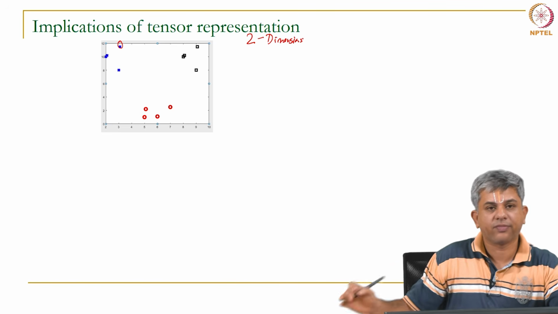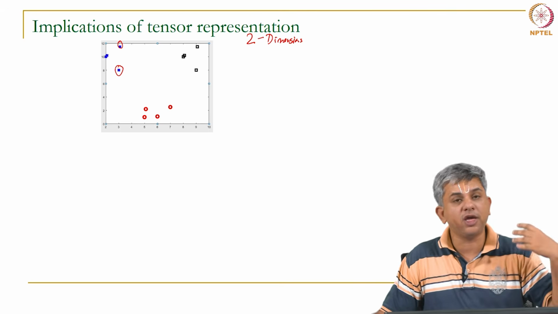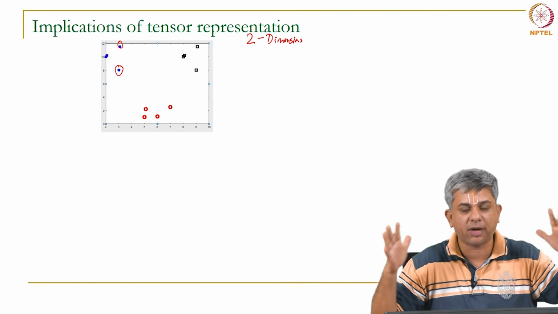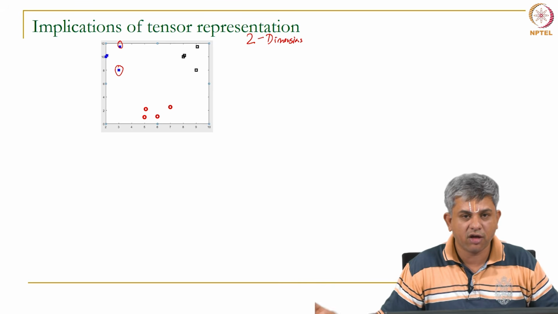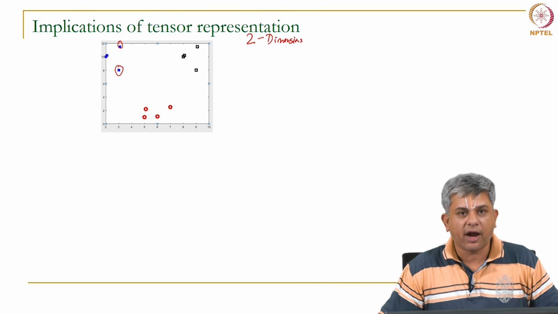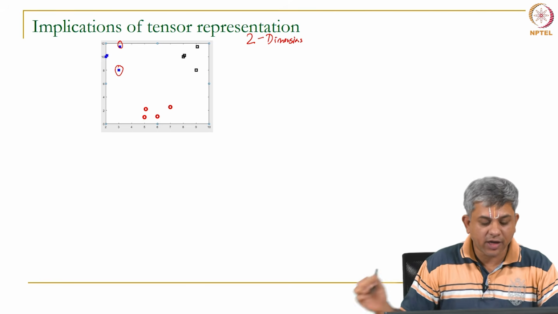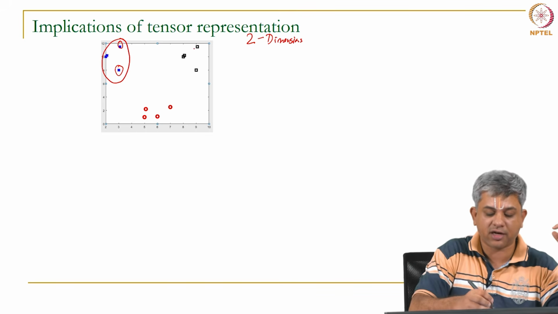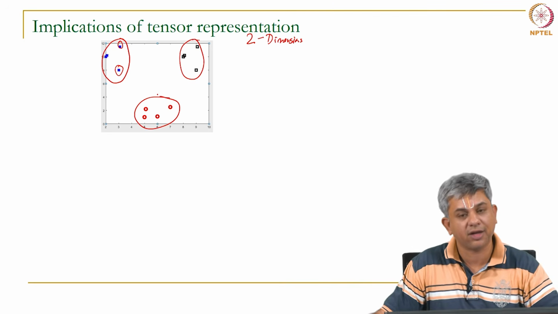Okay. But now you can think, each of these crosses could mean any number of things. Suppose this was a 3600 dimension image. You have multiple dimensions, and each of these crosses or dots actually represented an image. Then you could think of this set of images being something, let us say cats, this set of images being horses, this set of images being, let us say, dogs.